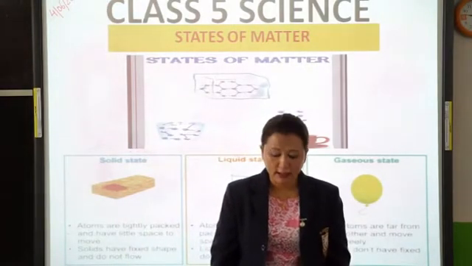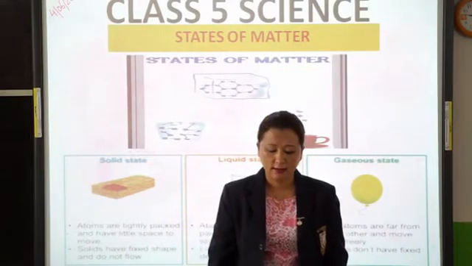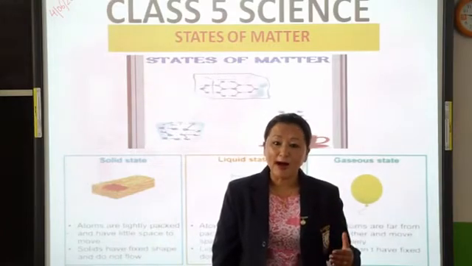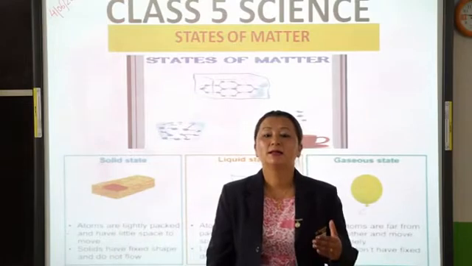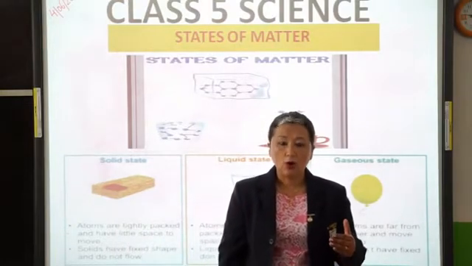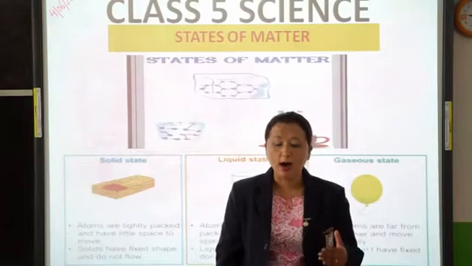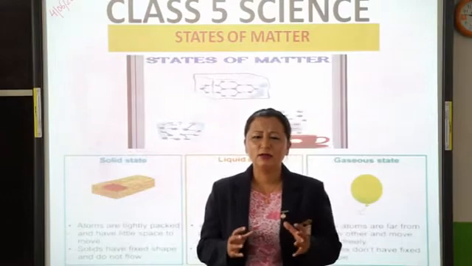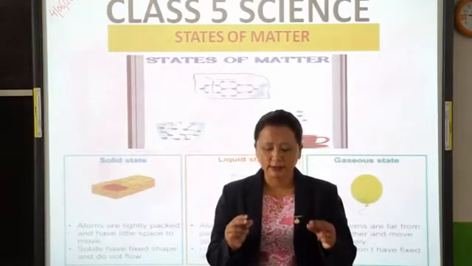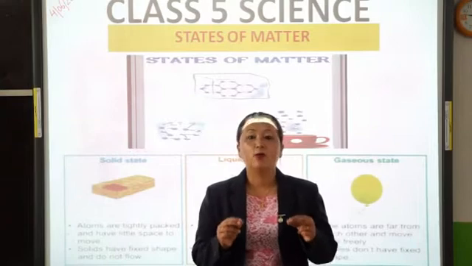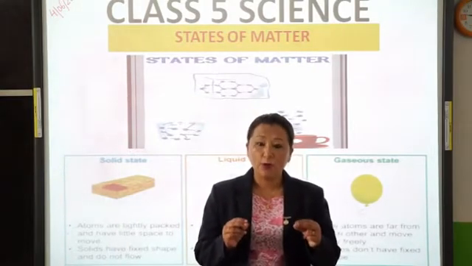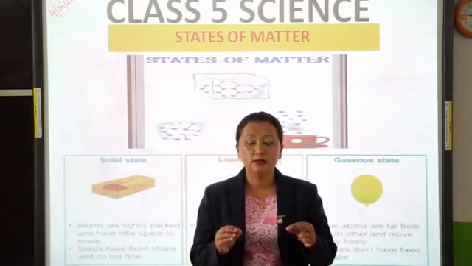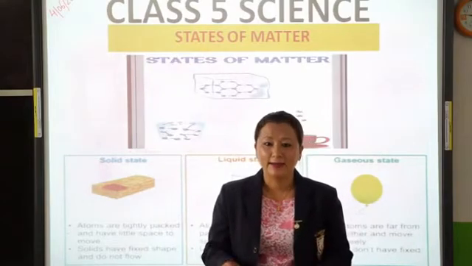So, matter is everywhere. Matter is anything that has mass and occupies space. All objects are made of matter. Matter consists of tiny particles known as molecules. Molecules are so small that they cannot be seen with naked eyes.